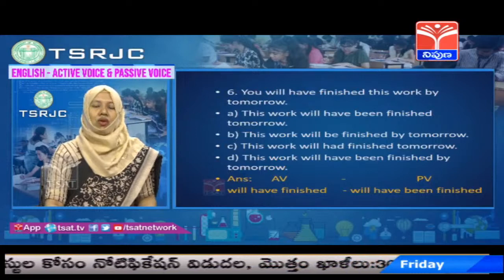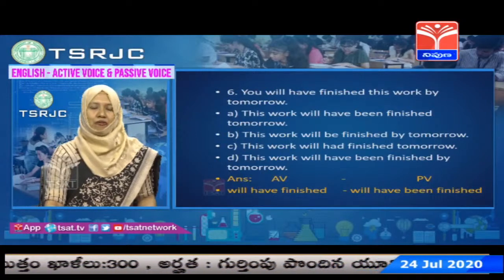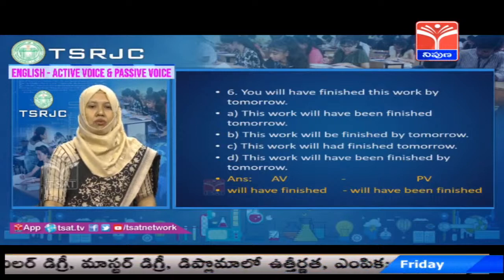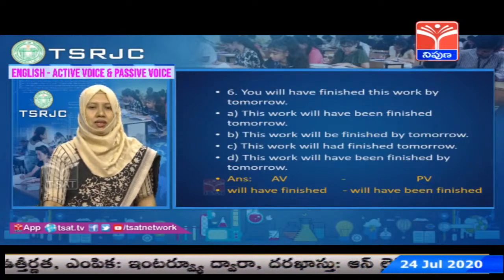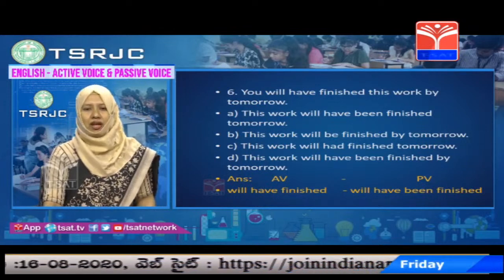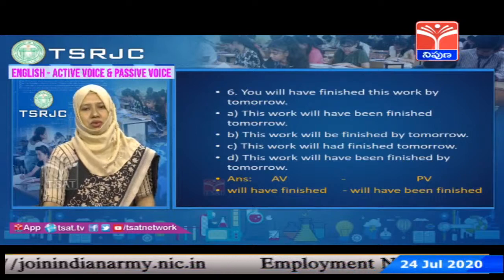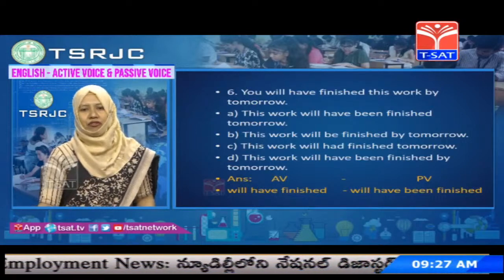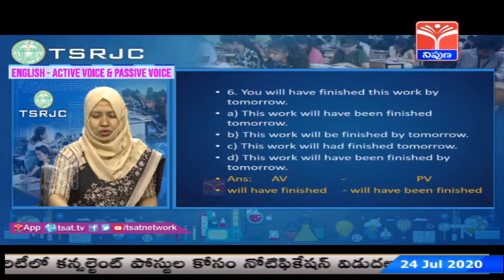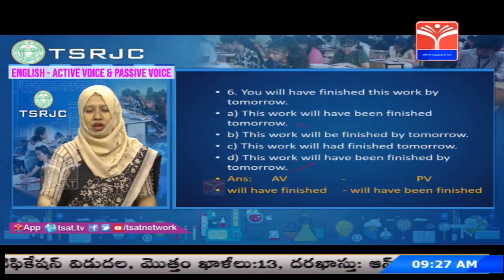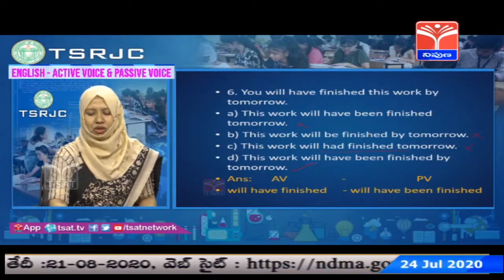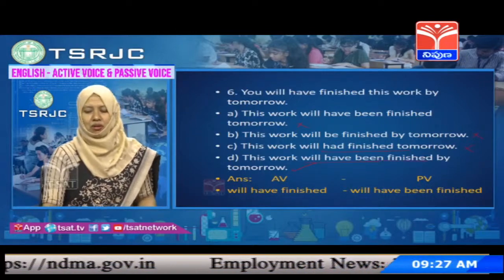Next example: "You will have finished this work by tomorrow." Option A, this work will have been finished by tomorrow. Option B, this work will be finished by tomorrow. Option C, this work will have finished tomorrow. Option D, this work will have been finished by tomorrow. So here you have to change the verb "will have finished" to "will have been finished." The correct option is D. In option C, "by" is not there. "This work will be finished by tomorrow" is also wrong. "This work will had finished tomorrow" is also wrong. The correct option is "this work will have been finished by tomorrow."